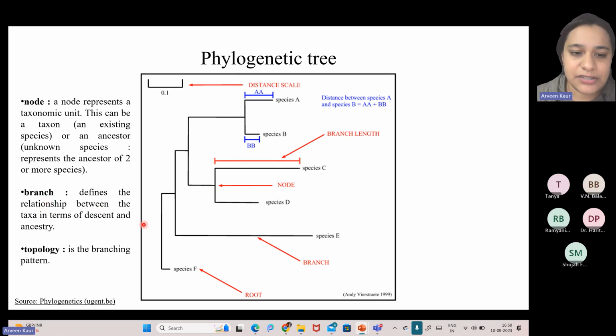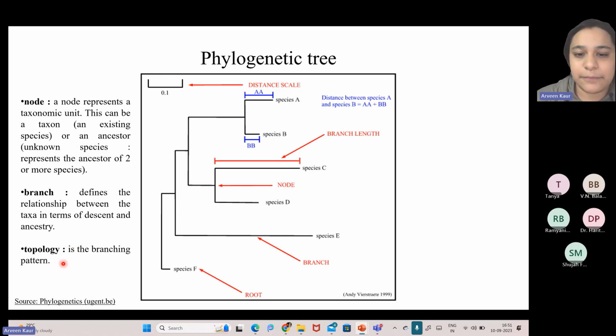Also, when we talk about branches, they basically define the relationship between the taxa in terms of descent and ancestry. For example, over here, we can say that species E has the same descent as species F, right? No, okay. This is actually incorrect because there is no node that has been connected over here. So we can say species E has the same descent as species A, right? But species A, if we see the distance of the branches, we can maybe say that it is closer to its parent than species E, but that we will understand only when we know the branch length of all these branches and we can actually compare it to the branch length of species E. Okay, so it basically defines the relationship between different taxa.